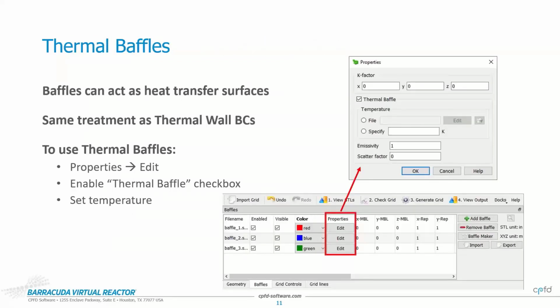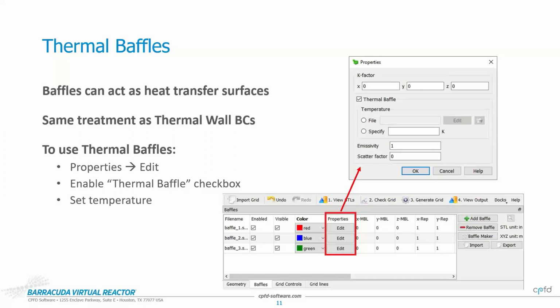Okay, let's take a look at a few of the new physics capabilities in version 21.1. One thing is that in this release, baffles have been updated so that they can act as heat transfer surfaces, very similar to the way that thermal wall BCs have been able to perform in the past. We're hoping that the introduction of thermal baffles really helps you to make your simulations more realistic and gives you some flexibility where sometimes it was difficult to define a thermal wall BC in just the right place.